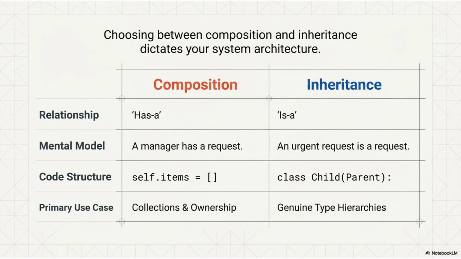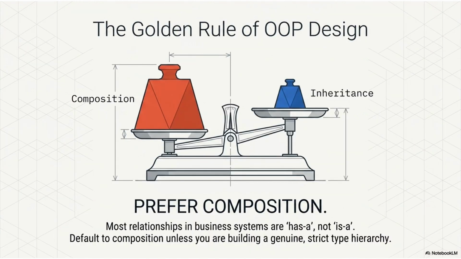The misuse of inheritance is one of the most common sources of unmaintainable code. Developers inherit when they should compose because it feels like a shortcut. Use the two-question test every time you reach for inheritance. The golden rule of object-oriented design is on this slide. Prefer composition over inheritance. When in doubt, compose.